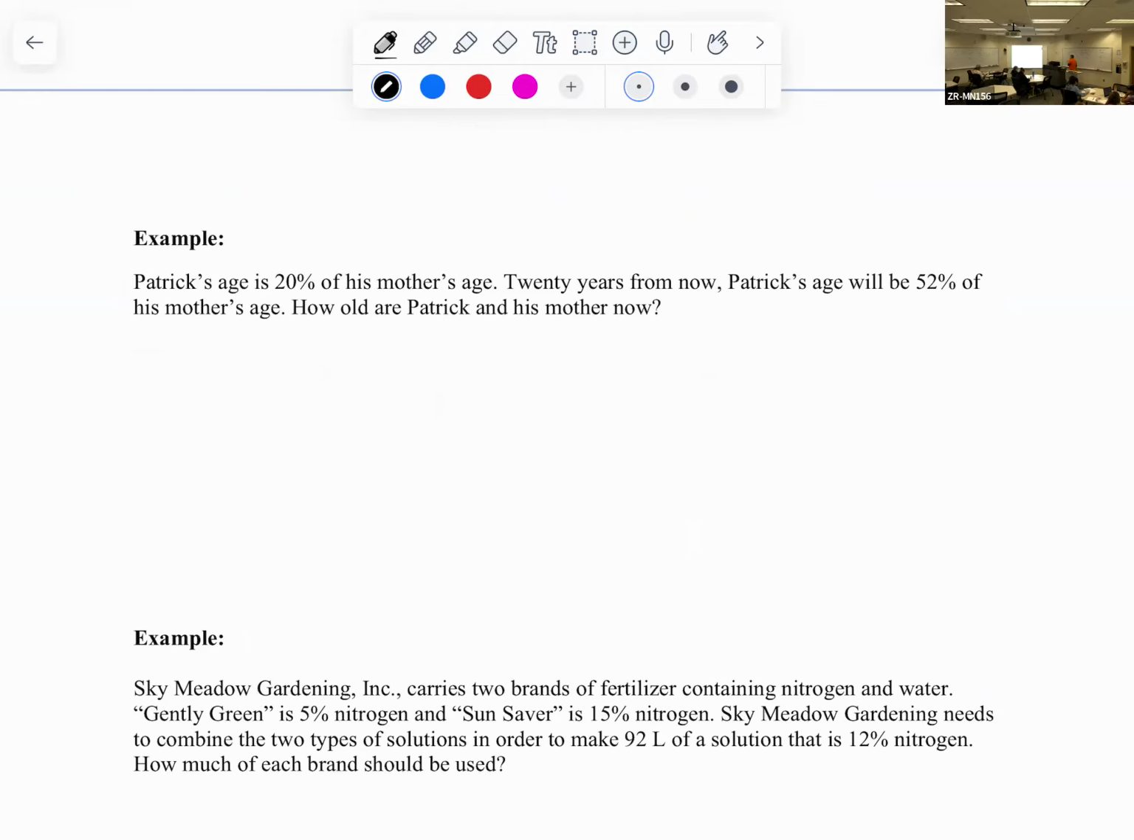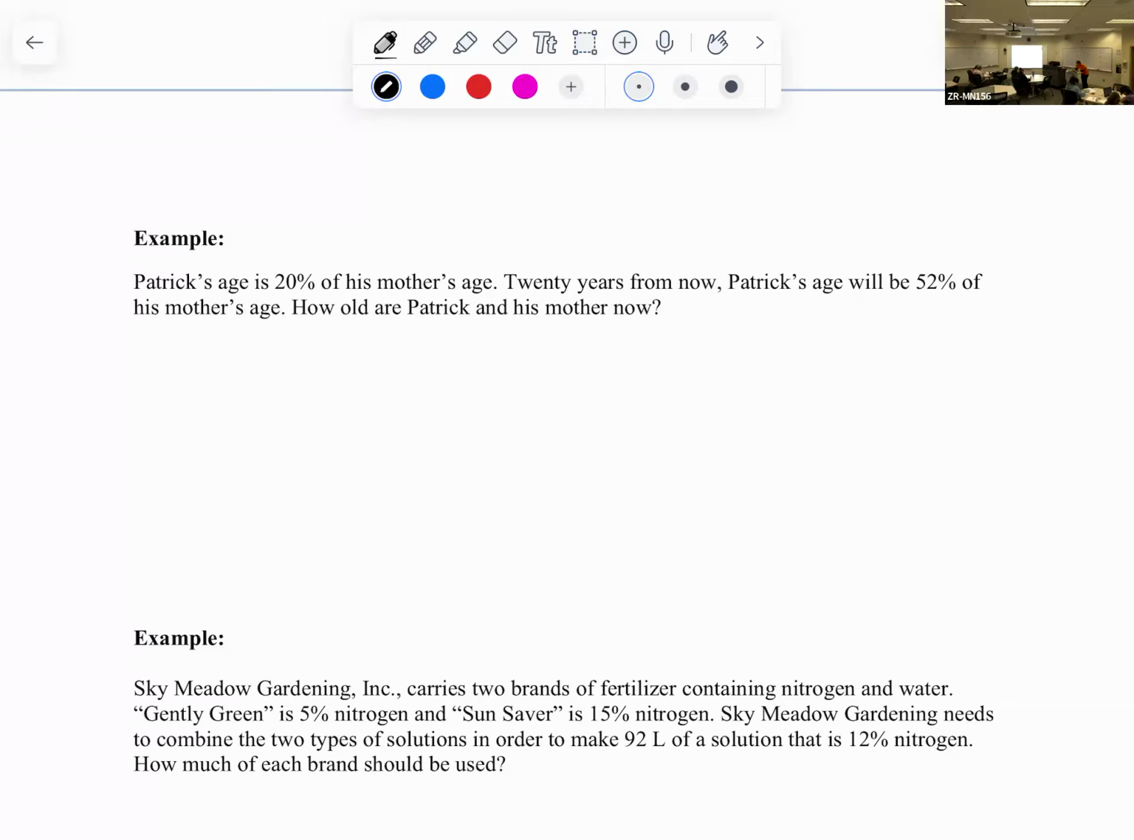Patrick's age is 20% of his mother's age. 20 years from now, Patrick's age will be 52% of his mother's age. How old are Patrick and his mother now? So, big thing here: percentages. When we write equations, what do we need to make sure we do with those? Usually not fractions. Put them in decimals. Make sure we move them and turn them into decimals.